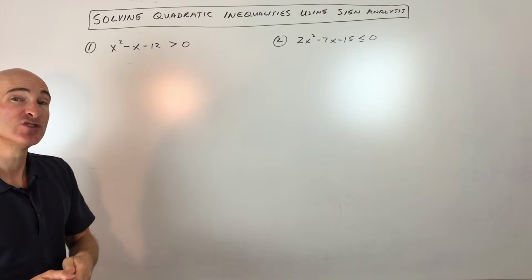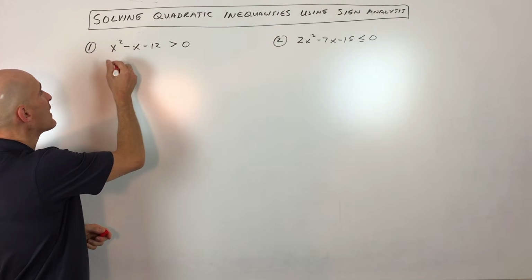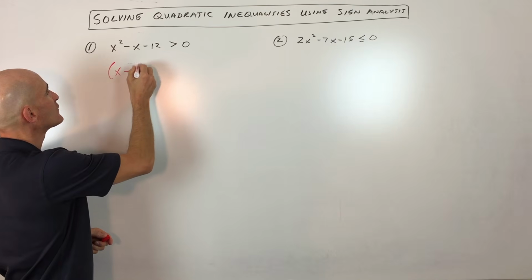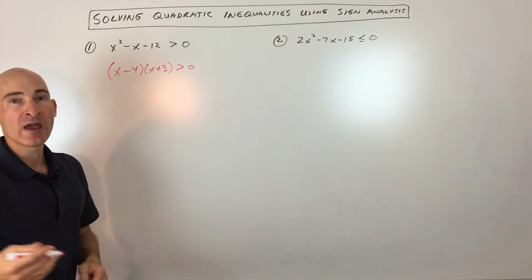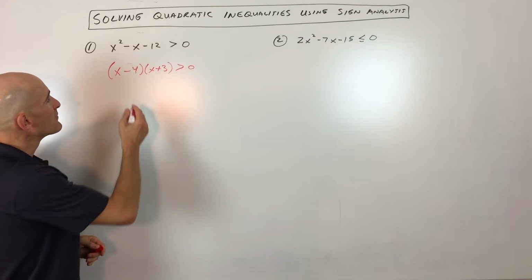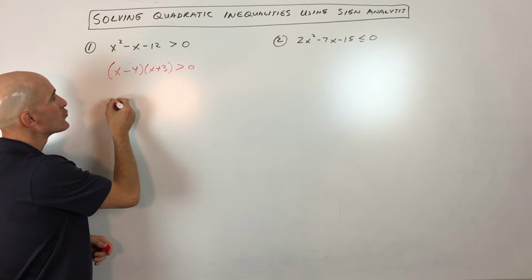So the first thing you want to do is factor it. So let's go ahead and factor this. It factors to x minus 4 times x plus 3, and that's greater than 0. And then here's where the sign analysis comes in. We're going to set each factor, each group, equal to 0.